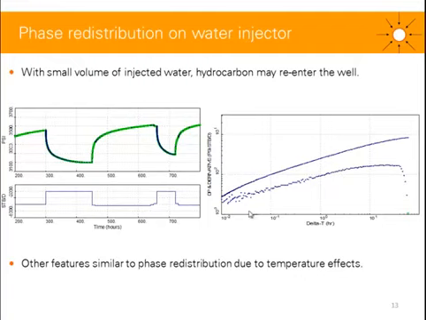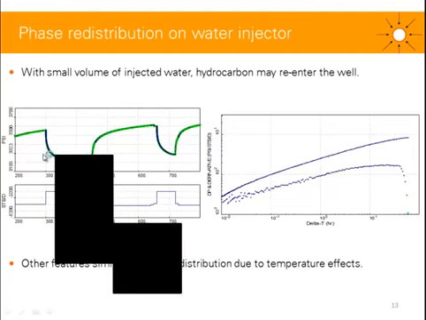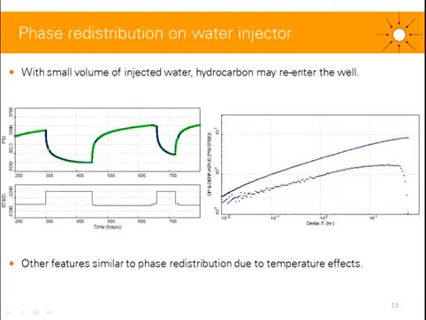We can see other features similar to phase redistribution on water injector, and especially the V shape on the derivative plot. And these are mainly due to temperature effects. So what happened during shut-in is pressure decrease, and your temperature is going to increase, and that might affect your density. And you might tend to see a stabilization on your PFO, and even in some case an increase in the pressure, like in this example.